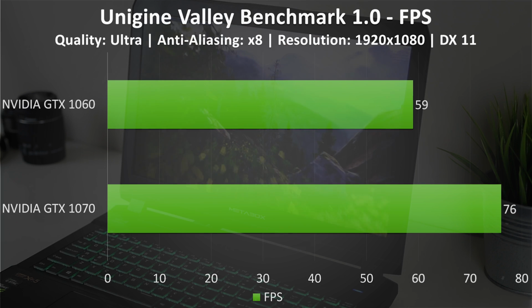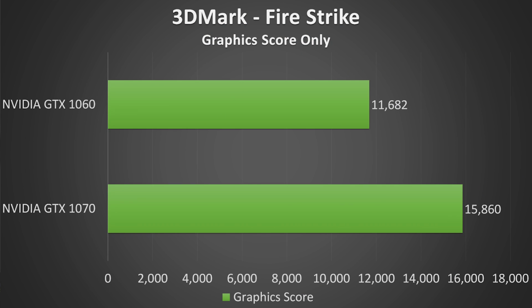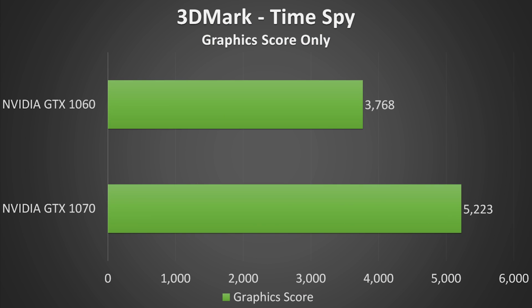It's a similar story in Valley benchmark. With the quality set to Ultra and anti-aliasing on 8 at 1080p, the 1070 came out ahead by a similar amount. The 3D Mark Time Spy and Firestrike benchmarks also tell the same story, with the 1070 getting a nice increase when compared to the 1060.